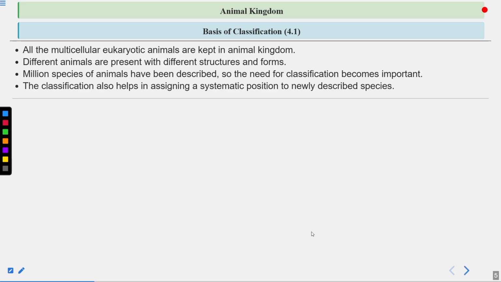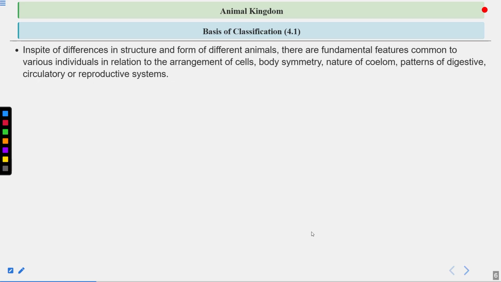There must be some very specific, unique feature found in that animal only, and that will help you. The characteristics which you have noted down will help you assign it to a particular phylum, because they will match a particular phylum, and then you can place that organism in that phylum, right? So in spite of differences in the structure and forms of the different animals, there are some fundamental features common to the various individuals in relation to the arrangement of cells, right?